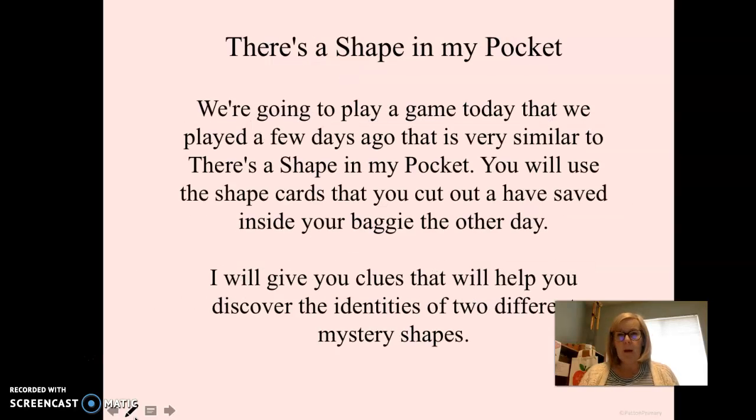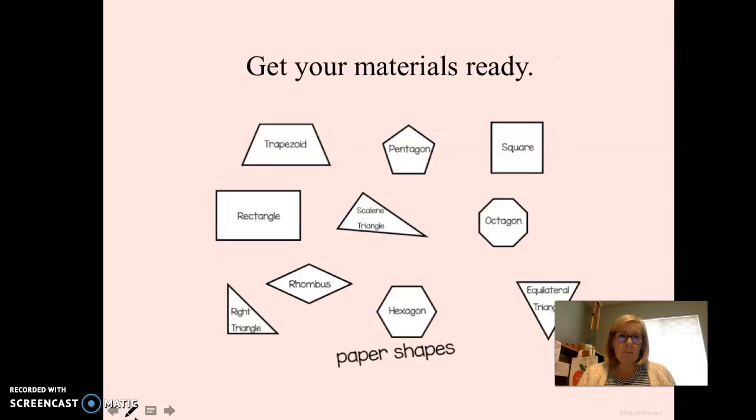There's a shape in my pocket. We're going to play a game today that we played a few days ago that is very similar to There's a Shape in My Pocket. You will use the shape cards that you cut out and have saved inside your baggie from Monday. I will give you clues that help you discover the identities of two different mystery shapes. Get your materials ready. Pause if you need to find your shapes. Get them all laid out on your workspace.